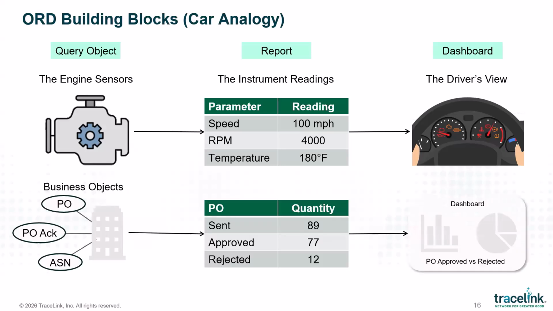In ORD, query objects gather real-time data from your supply chain. For example, purchase orders, acknowledgements, invoices, and more. Reports leverage query objects to display tabular data for business objects that meet the specified criteria. At the report level, you say, my report is going to focus on purchase orders and POACs. Then choose filters and columns. The dashboard pulls insights from multiple reports and presents what matters most, helping you steer your supply chain efficiently. As we move into the next sections, we'll go deeper into each of these pieces and then use them together to build the kind of visibility that Myra and your own teams need.